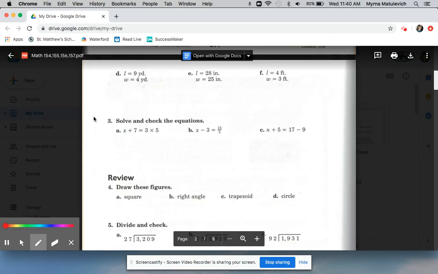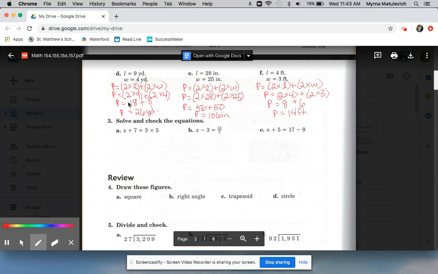Do D, E, and F for the perimeter of these rectangles. And these are the answers you should have gotten for D, E, and F. Remember to always start with your formula, follow the steps, and write your units in the answer.